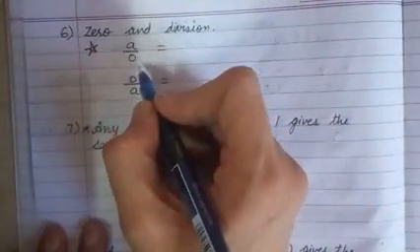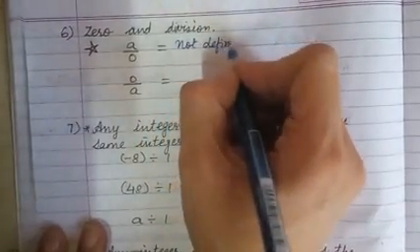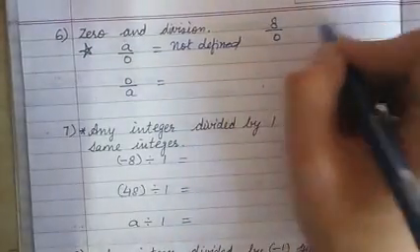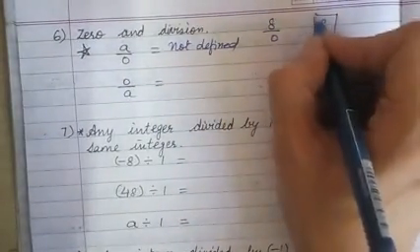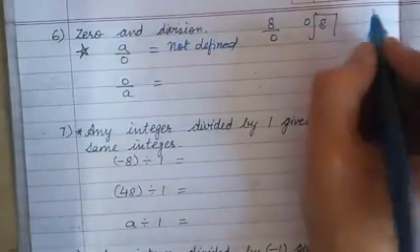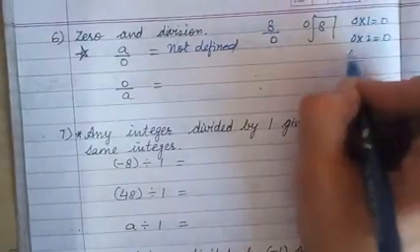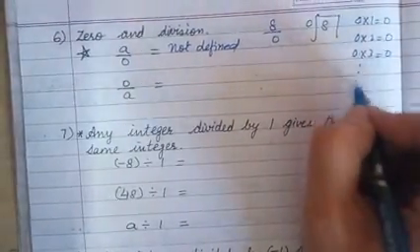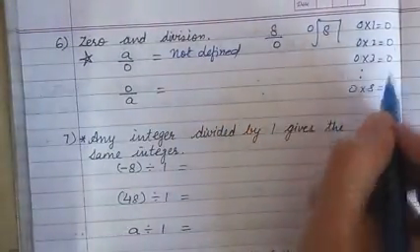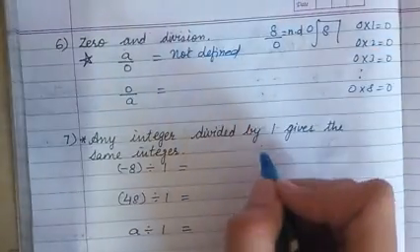Any integer divided by 0 is not defined. Why is it not defined? Let us take an example: 8 upon 0, with 8 inside. So here we are dividing it by 0. In the table of 0, 0 ones are 0, 0 twos are 0, 0 threes are 0. So 0 into 8 is also 0. So you can see that in the table of 0, 8 will never come. So this is not defined.